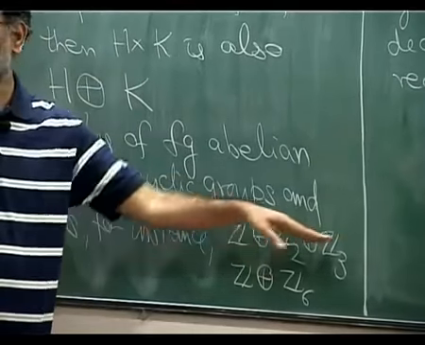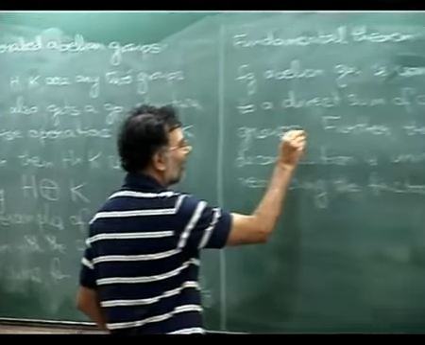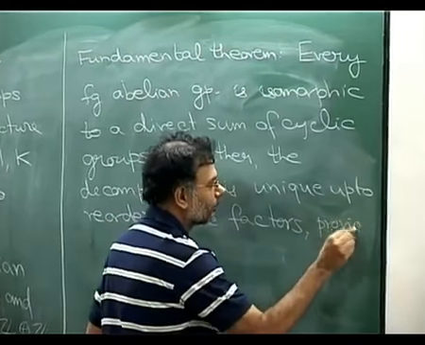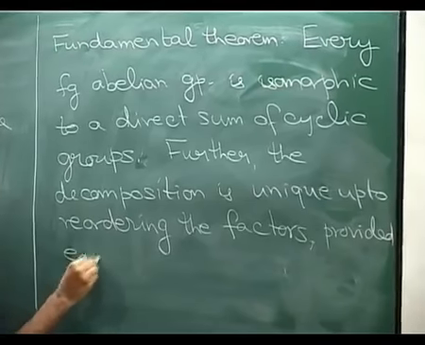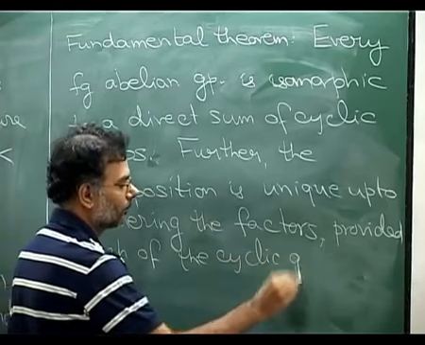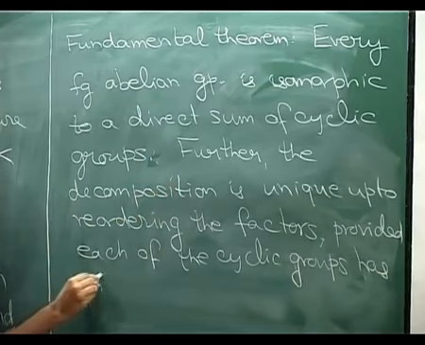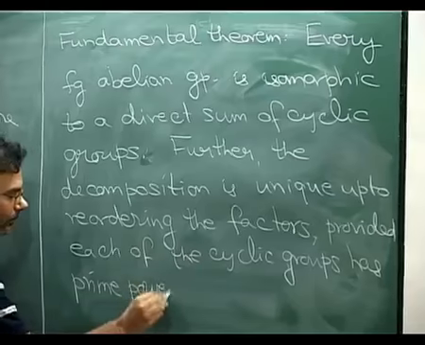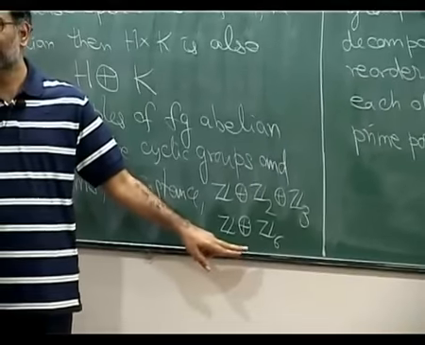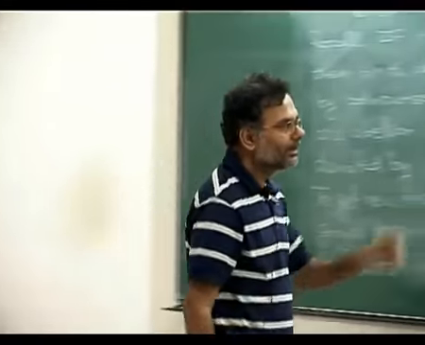Now that looks fundamentally different. It's not just a rearrangement of this, right? So this statement is not true. What is true is the following. Further, the decomposition is unique up to reordering the factors provided each of the cyclic groups has prime power order. Here this doesn't have prime power order. That's a problem. 6 doesn't have prime power order, right? If each one of those things has prime power order, then this decomposition is unique.